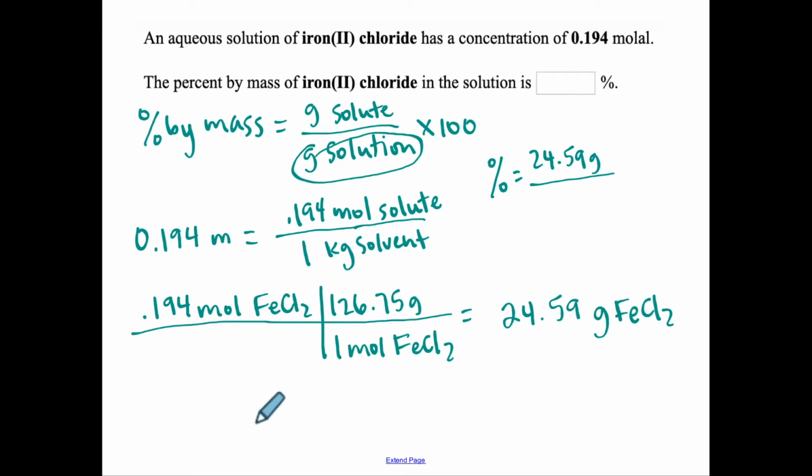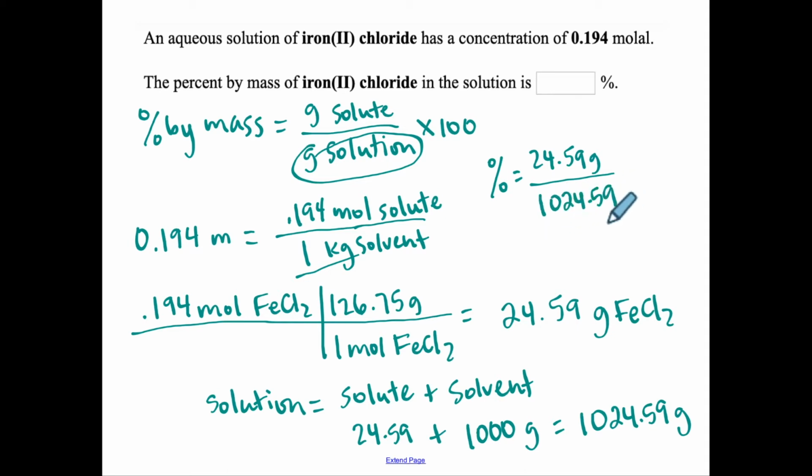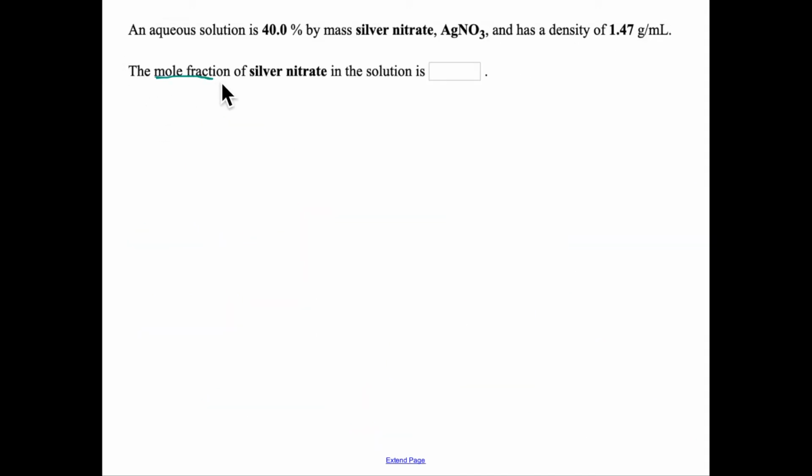So this is the grams of the solvent. So the solution is equal to the solute plus the solvent. This is the grams of the solute, so I'm going to do 24.59. We had 1 kilogram of the solvent, so that's 1,000 grams. So I can add those together and say that I have 1024.59 grams of solution. So up here, I'm going to put 1024.59, and I will divide those and multiply by 100, and I come up with 2.4% by mass.